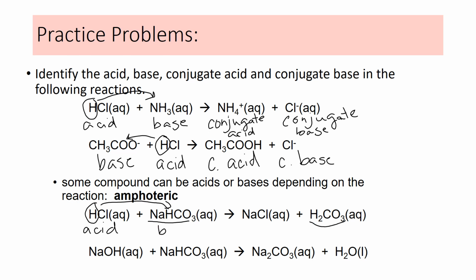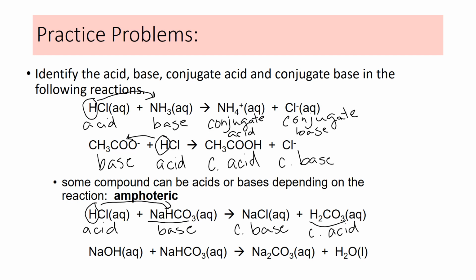This one is the base. Okay, and you might recognize hydrochloric acid, that is an acid. So when you put sodium hydrogen carbonate with an acid, it will be a base. And so the carbonic acid over here, that's what our base turned into. So this is going to be our conjugate acid. And this piece is going to be our conjugate base because the acid turned into there.